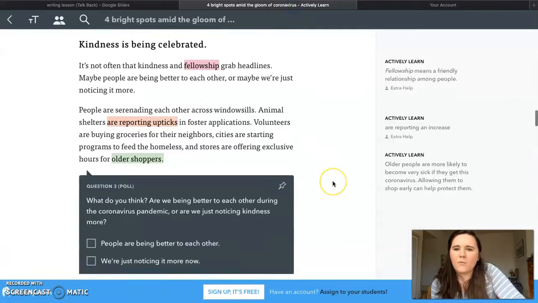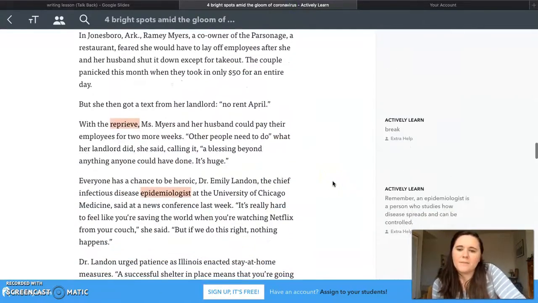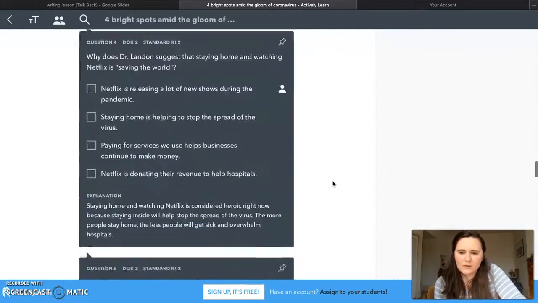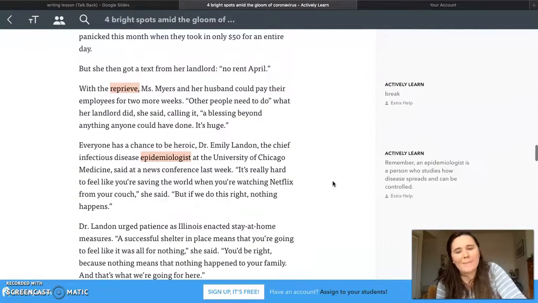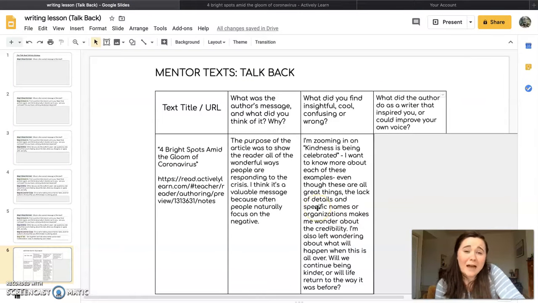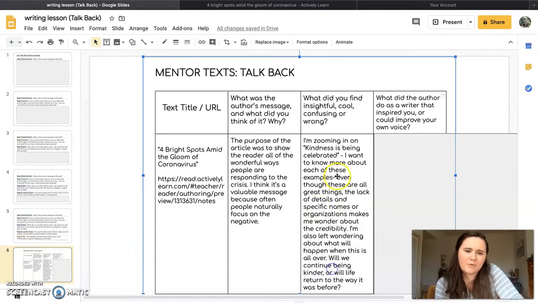And then once I've read this whole section again, and I've read all of these wonderful things people are doing, it leaves me wondering, what's going to happen when this is all over? Are we going to continue being kind to each other, or is it just going to go back to the way life was before? So that's something I want to leave here to come back and think about because that might be the direction I go in for my writing.